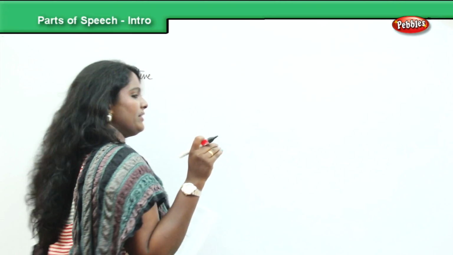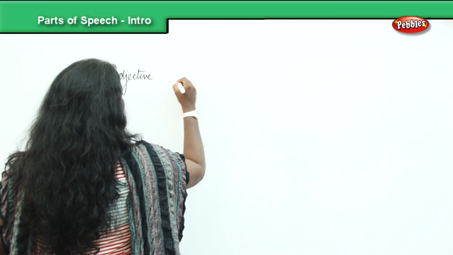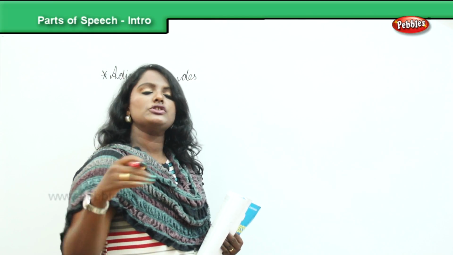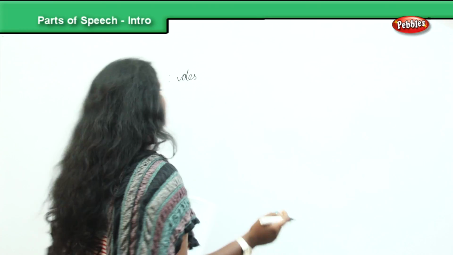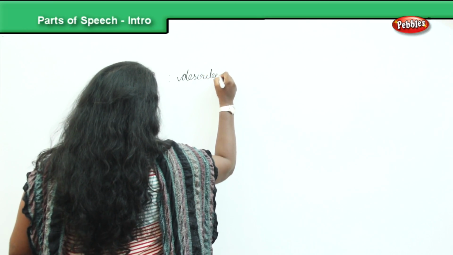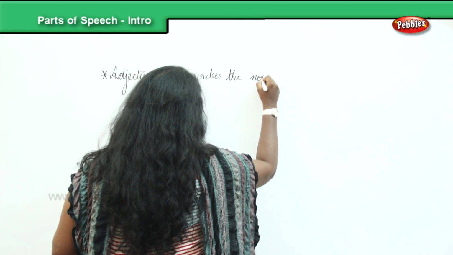Now you should understand that there is a minute difference between a pronoun and an adjective. A pronoun takes the place of a noun in its absence, whereas an adjective describes the noun. It gives more information about the noun, just like how your adverb gives more information about the verb, the adjective describes the noun and gives more information about the noun.